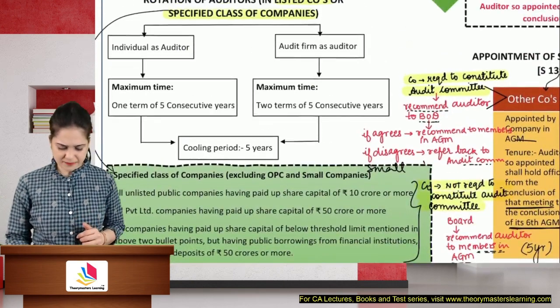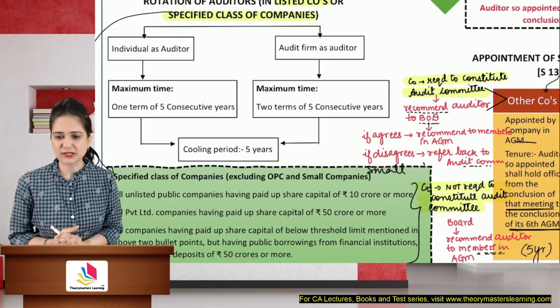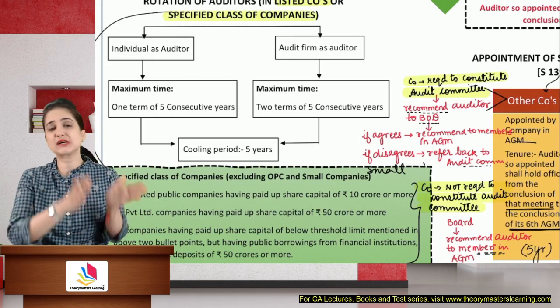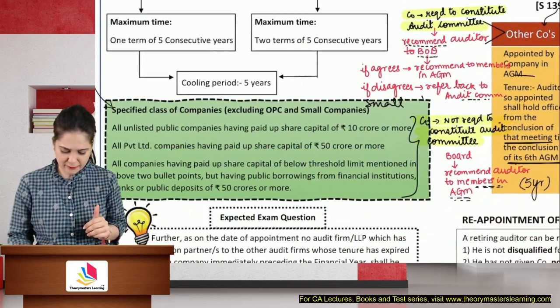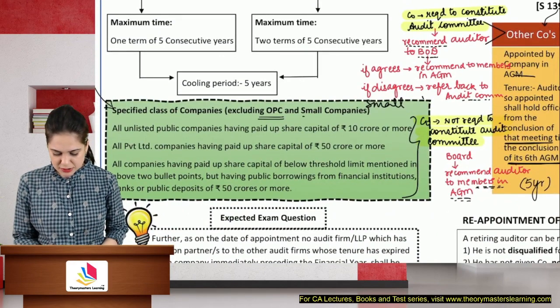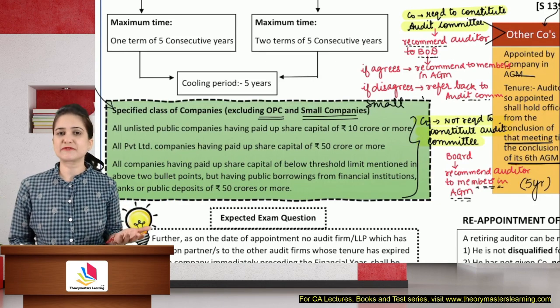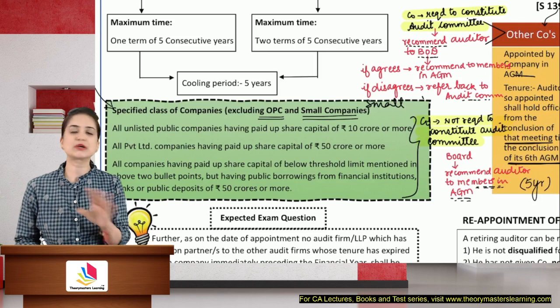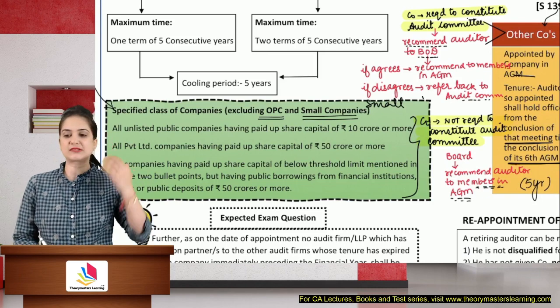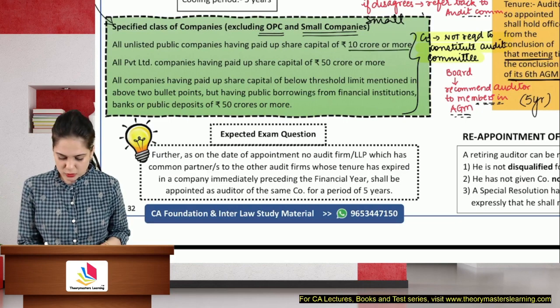There are certain specified companies to which this rotation of auditor applies. So it applies to all listed companies as well as other specified companies. Let us go through those specified companies. These specified companies exclude OPC and small companies. All right. So which are those specified class of companies to which this rotation applies? So we will not consider OPC and small company, but we will consider all unlisted public companies having paid up capital of 10 crores or more.